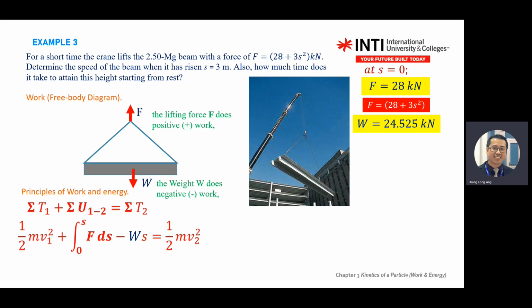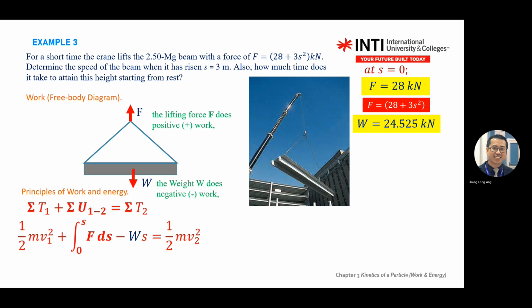Because your force is in equation 28 plus 3s squared. You need to do integration and not just plug in this one in, multiply 3, then you're wrong. What happens if you substitute F equal to 28 plus 3s squared? You substitute s equal 3. What do you get? Just now, what do you get?